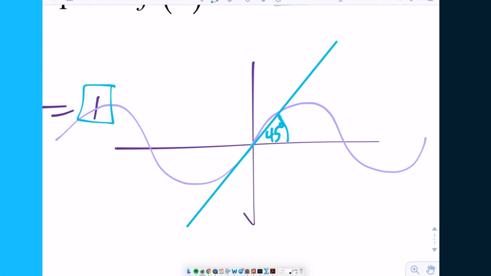But in the very next instant, that tangent line is what? Less steep, and it approaches what? 0. Yeah, so the slopes are decreasing. Right there at 0, it's 1.